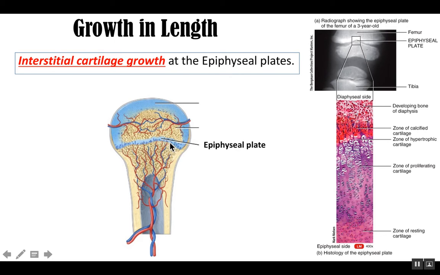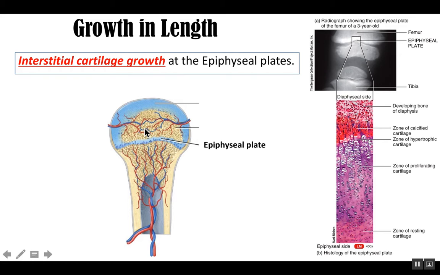So actually the epiphyseal plate is in what we call the metaphysis. If you remember, the metaphysis is an area in between the epiphysis and diaphysis. But what's occurring there is we have depositing of cartilage that occurs at that epiphyseal plate. And as that cartilage gets deposited and formed, that bone lengthens.